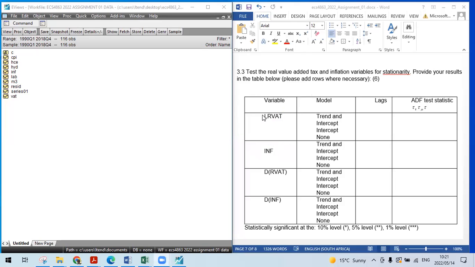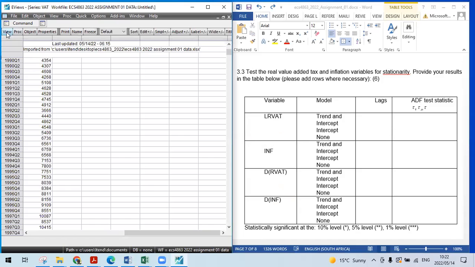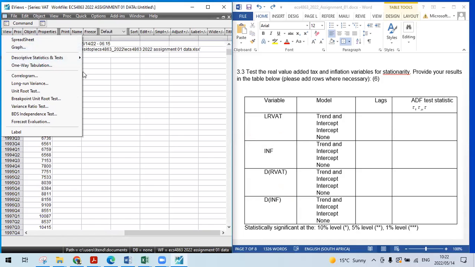Sometimes they can just say, test the real value added tax and inflation variables for stationarity. And in this column, you have nothing like this. So it means you are the one who should go and write some stuff. There's no hint, you see. So what I usually do, before I start testing for stationarity, is go to my VAT, open it, and go to the graph.